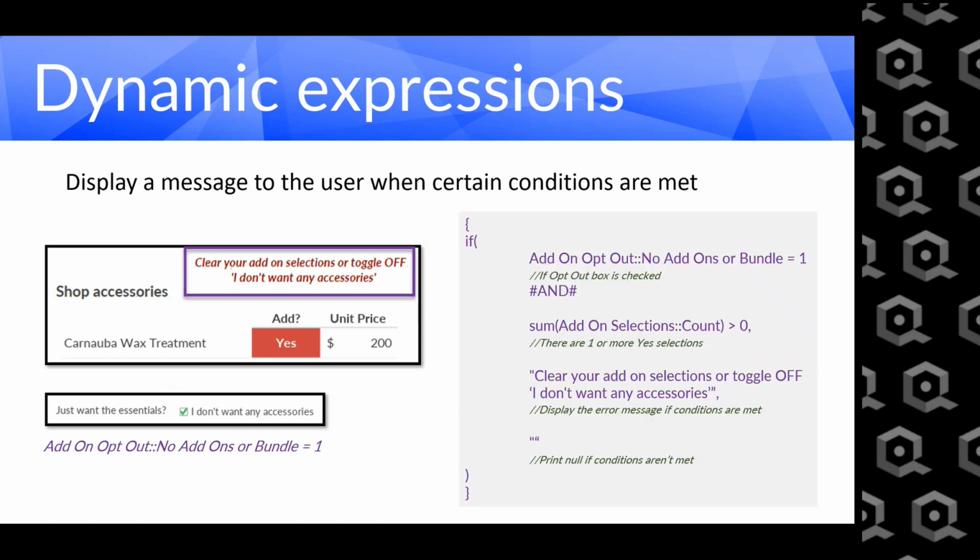So I don't recommend usually putting something this complex in the text box on a canvas, but just to prove that you can, this is actually what is residing within that clear your add-on selections message that's displayed on the canvas here. So you can combine Quantrix functions, rules, logic, and actually embed that in a text box on a canvas to do some dynamic work.